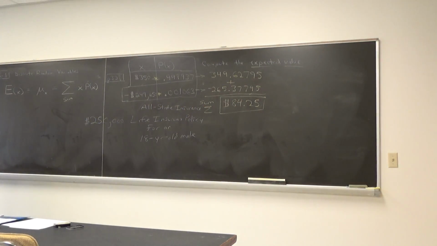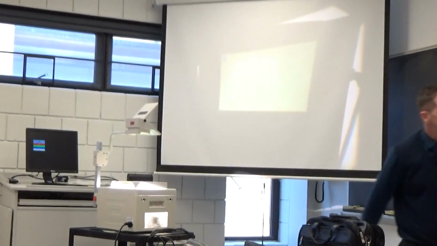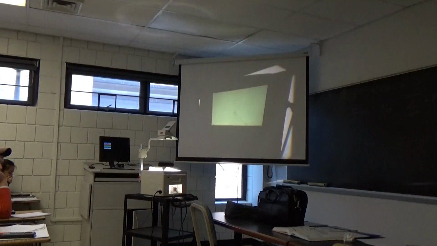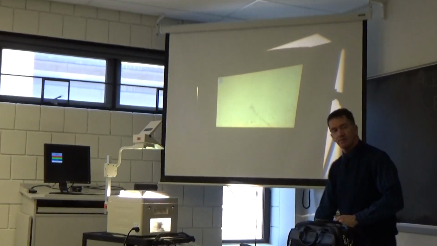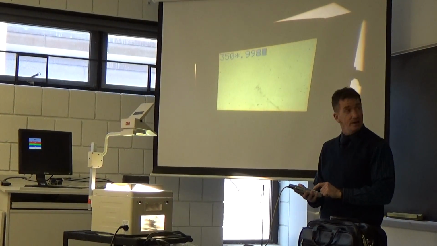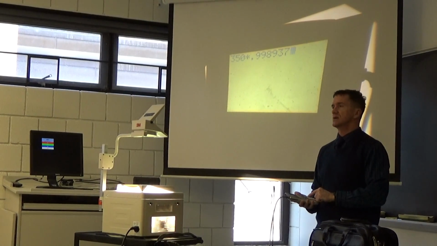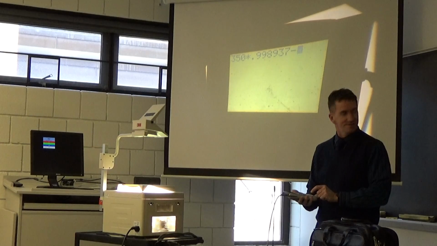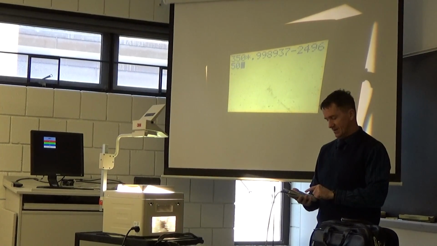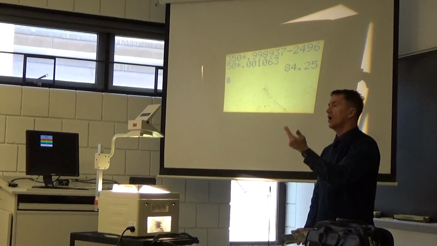$84.25. Hey, some of you might just do all this at once. When I did this on the screen, see how I did it? You might just go, hey, I'll do it all at once. What's 350 times 0.998937? And then, isn't plus and negative a subtraction sign? So I'll go minus 249,650 times 0.001063.